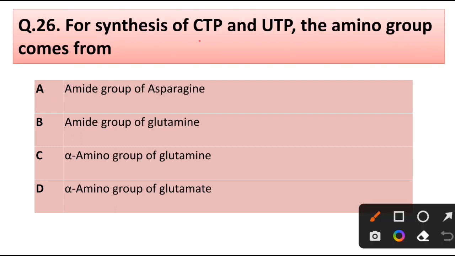Question number 26. For synthesis of CTP and UTP, the amino group comes from the amide group of asparagine, the amide group of glutamine, the alpha amino group of glutamine, or the alpha amino group of glutamate. Correct answer is option B, amide group of glutamine.